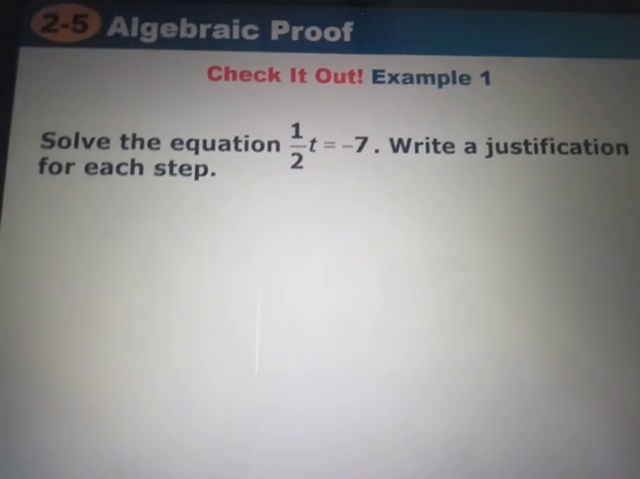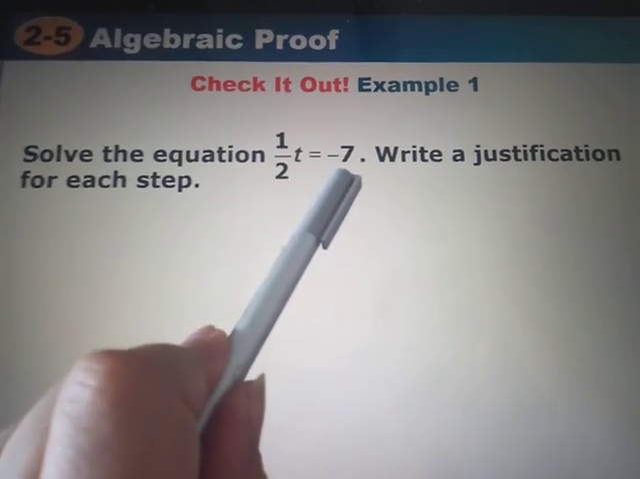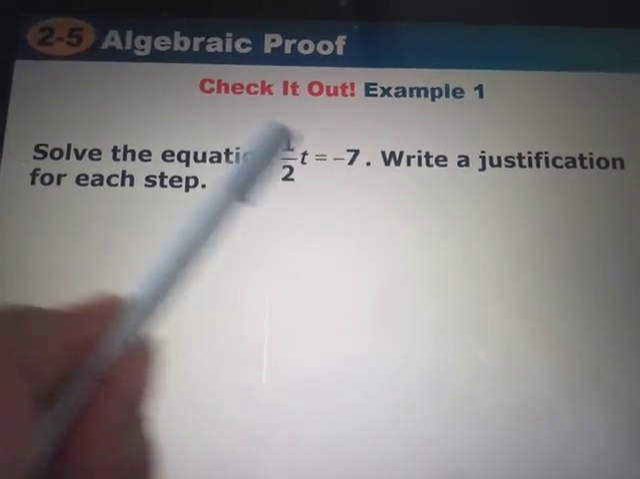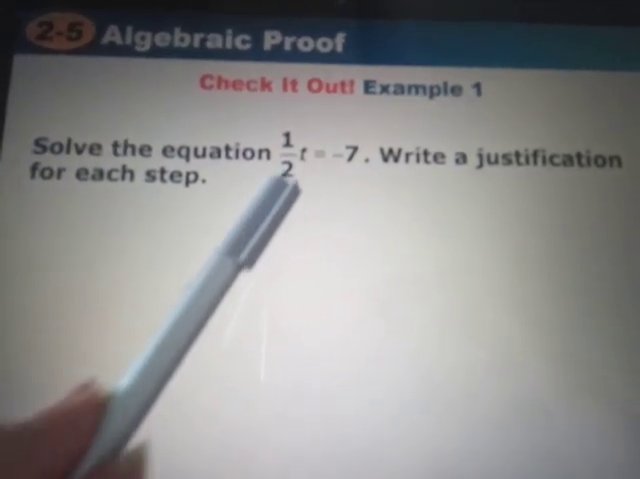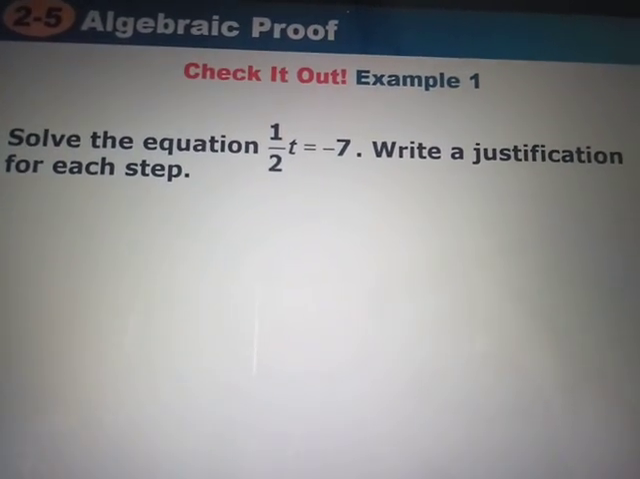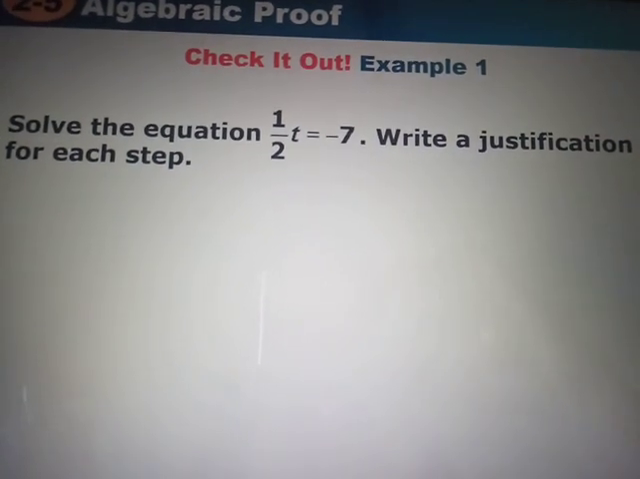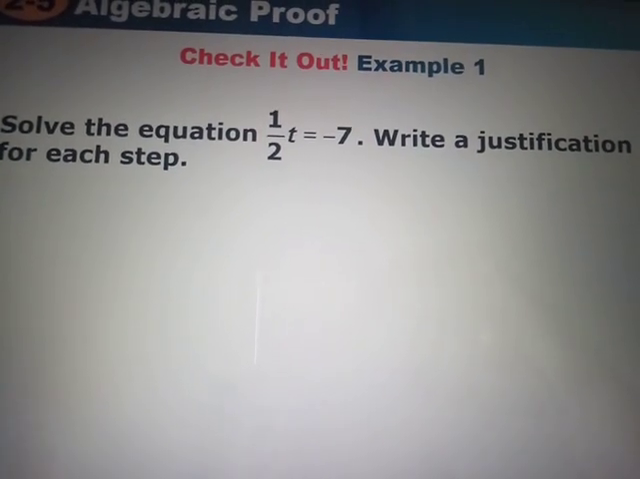Second example, solve the equation 1/2 t equals -7. How can we solve this? Solve means get the value of t. We write 1/2 t equals -7. What is the reason? It's given.